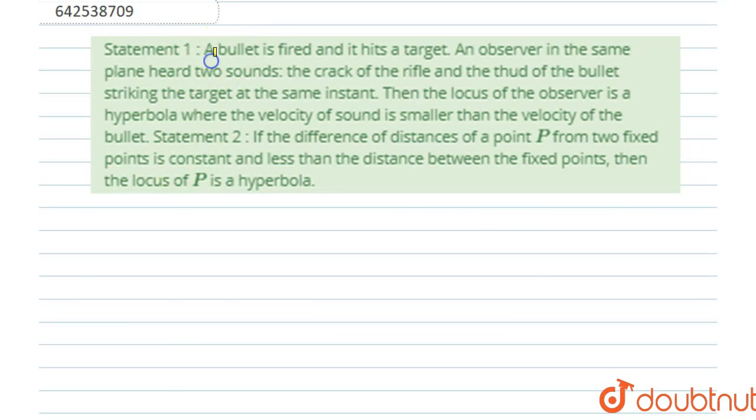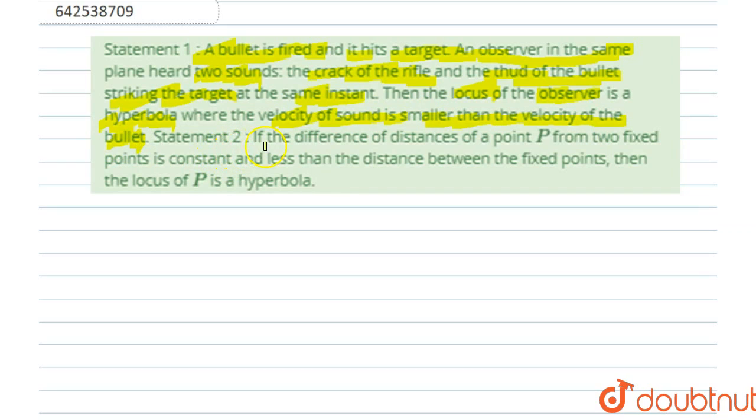Statement 1. A bullet is fired and it hits a target. An observer in the same plane heard two sounds, the crack of the rifle and the thud of the bullet striking the target. So if they are heard at the same instant, then the locus of the observer is a hyperbola, where the velocity of the sound is smaller than the velocity of the bullet.